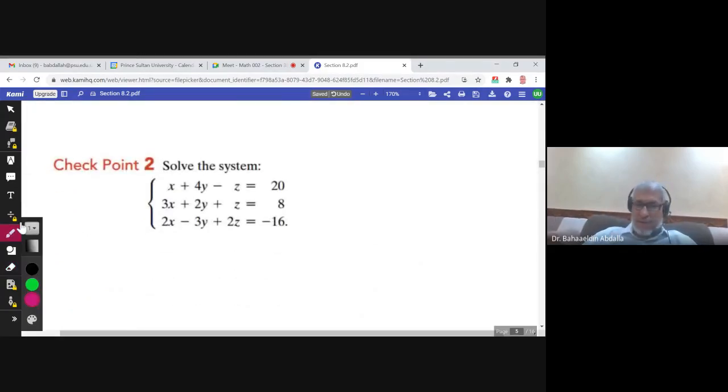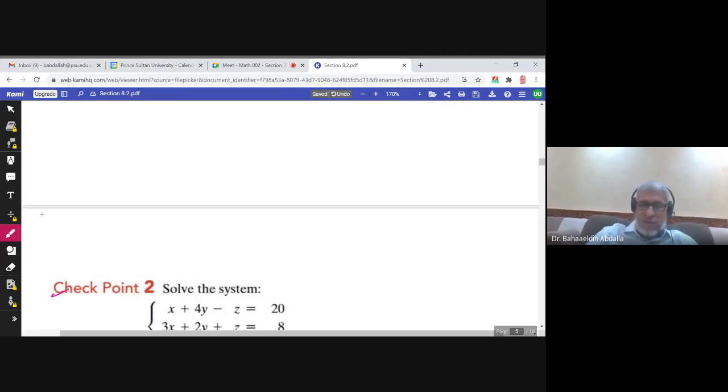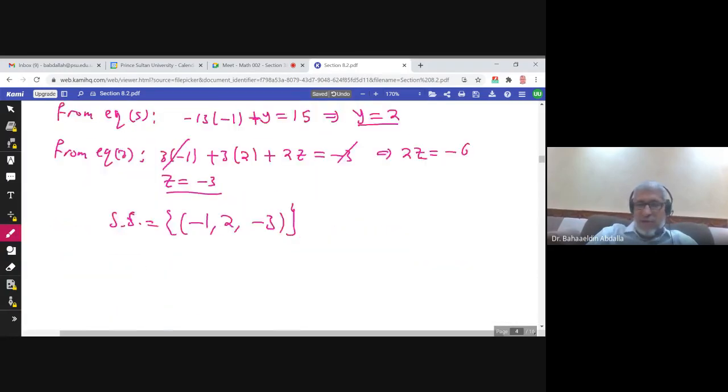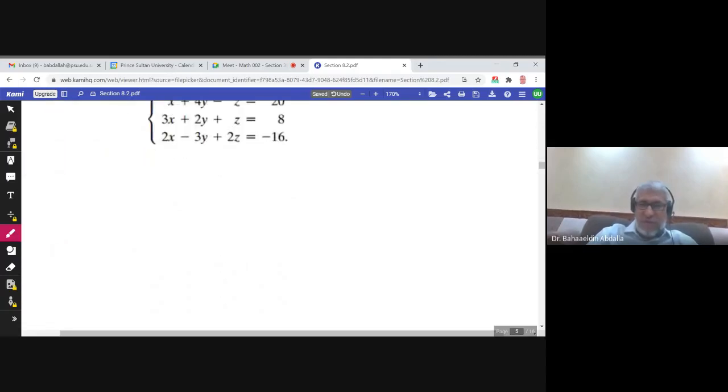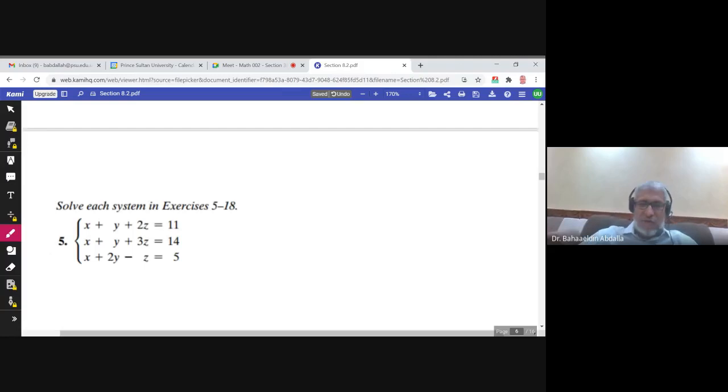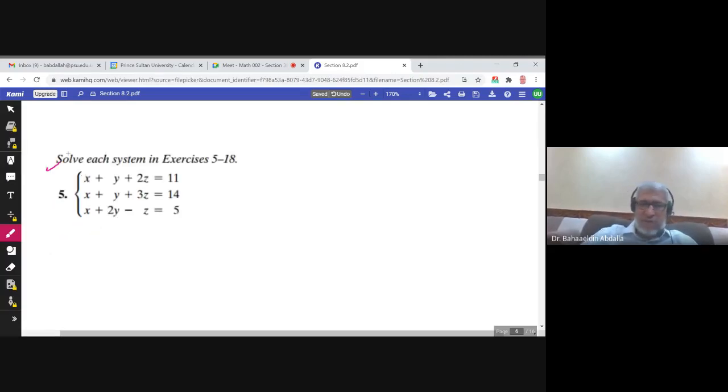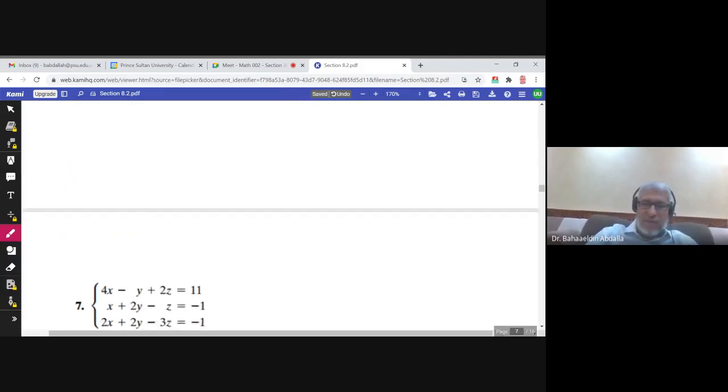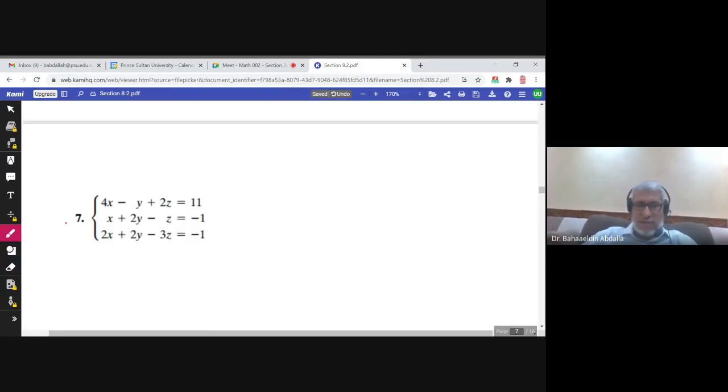Please, I know it needs some time. You need to practice a lot. Any mistake you do here, it will affect your answer. That's why you have to be very careful when dealing with equations. Also do this one, please. Solve this one and this one. A lot of exercises for you.